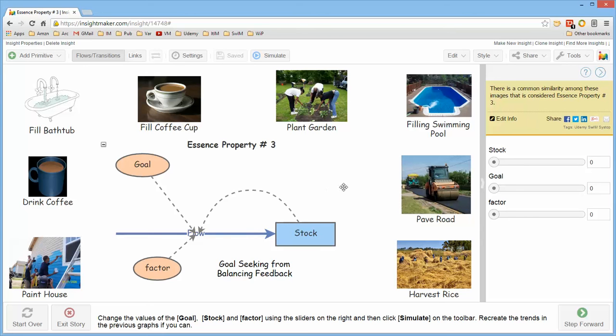So this particular model is in the reference section of this lecture, and I recommend that you go and access the model and run the simulation numerous times, changing the value of the stock, goal, and the factor, and do that repeatedly until you get a sense of how the structure behaves, and become comfortable with that behavior.